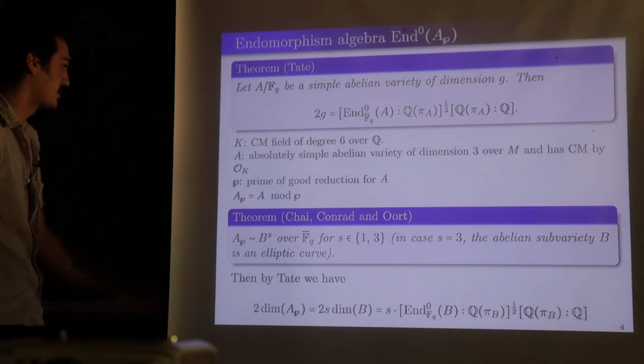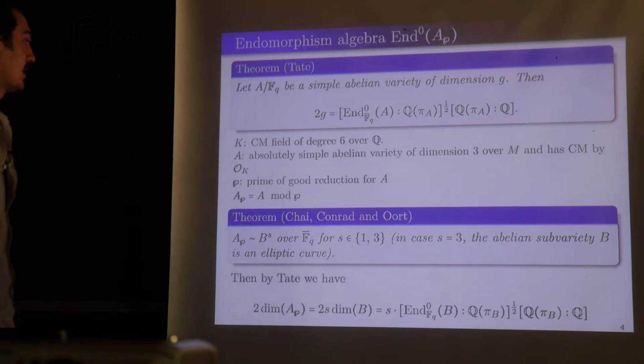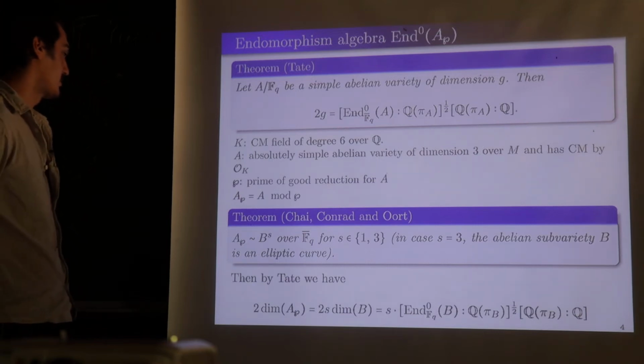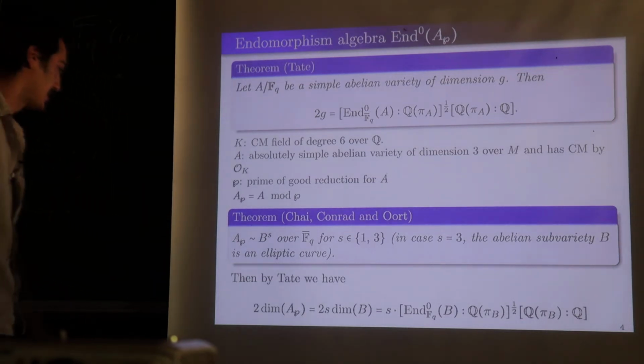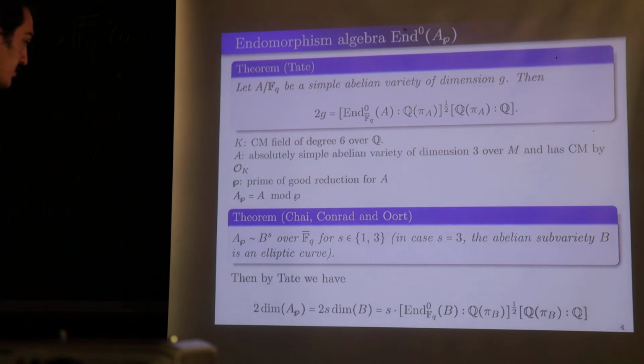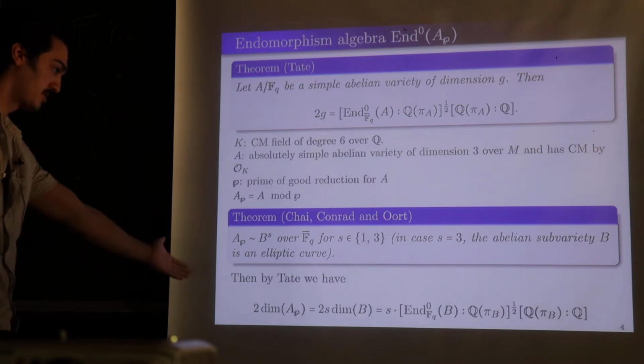If we take K as a CM field of degree 6, A is an absolutely simple Abelian variety of dimension 3 over M and has CM by OK. P is a good reduction, and AP as before. Then we have this theorem. AP must be isogenous to B to the S over FQ bar for S 1 or 3. In case S equals 3, B must be an elliptic curve. Then by Tate, we have this equation.